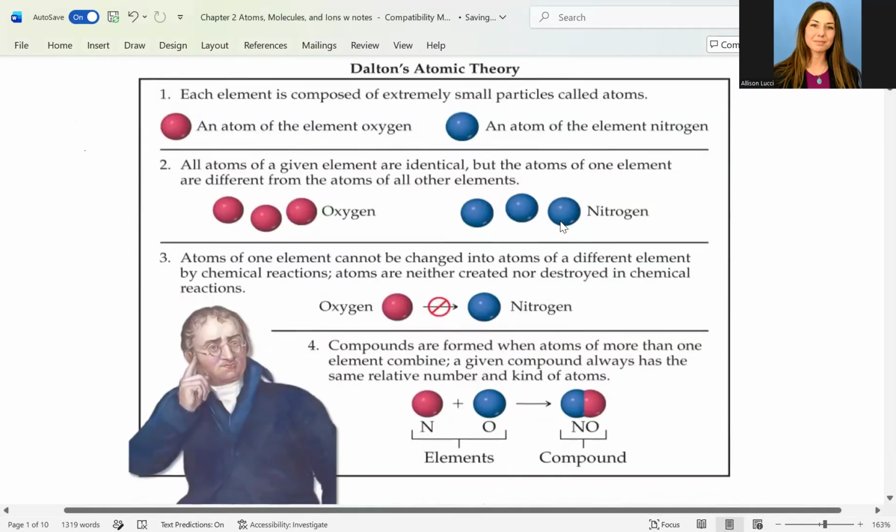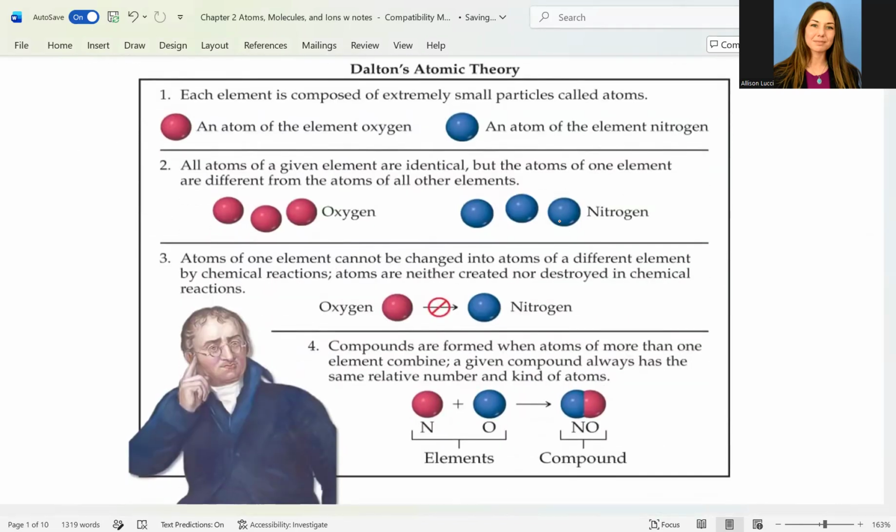So we see this table here of some of the tenets of Dalton's atomic theory, where in the first mentioned here, an atom is an extremely small particle of matter. So each element is composed of atoms. And we see this red ball here representing an oxygen atom, and then we see this blue ball here representing a nitrogen atom. So all atoms of a given element in number 2 here are identical. So every oxygen atom looks the same, and every nitrogen atom looks the same, but they look different from one another, as is the case with all the elements.